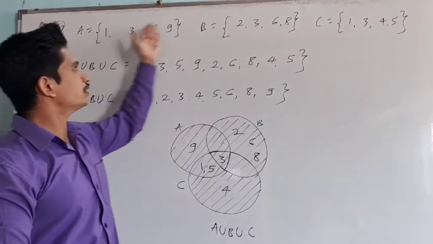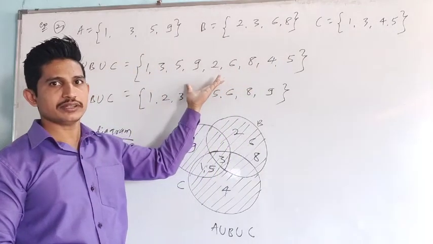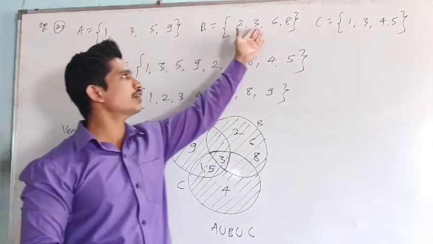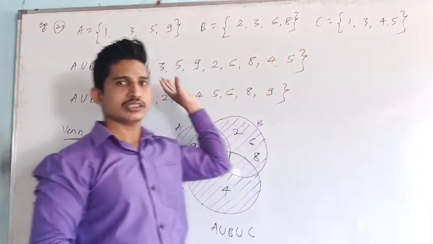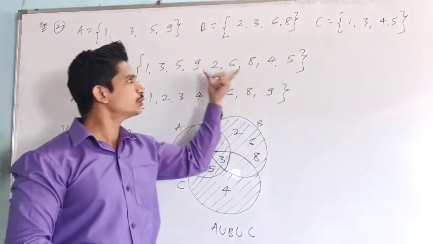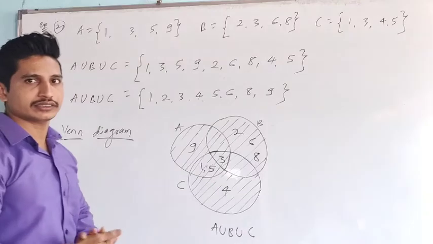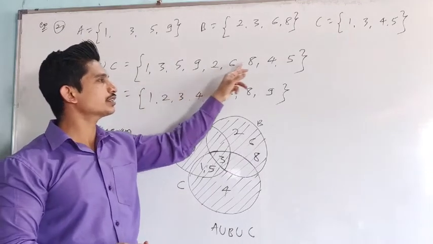Now see here. All the elements of these are present in this. Okay. Means what? The elements of A will come here, elements of B are here, and elements of C are here. So combining all the elements in one set is called what here? Union of a set.